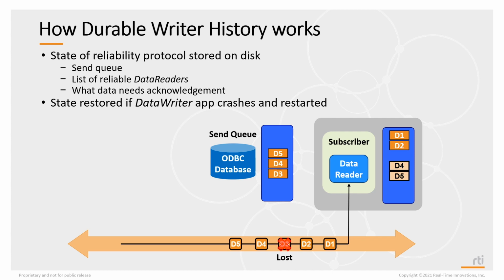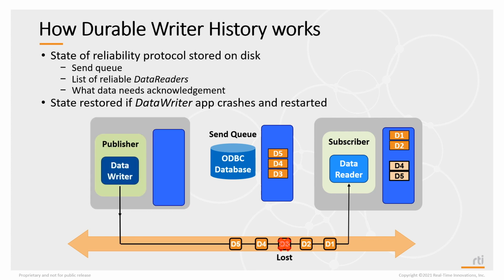Now, if you restart the application, you've got durable writer history configured. You restart your application. The first thing it's going to do is reload its state and the state of the send queue, the entire history queue, from the ODBC database. So it'll reload D3, D4, D5. It also knows that there's a data reader out there, and it also knows that that data reader hasn't acknowledged these data samples yet. When this happens, if the data reader now sends a NACK, says, hey, I did not receive D3, please resend it, the data writer will now be able to resend D3.